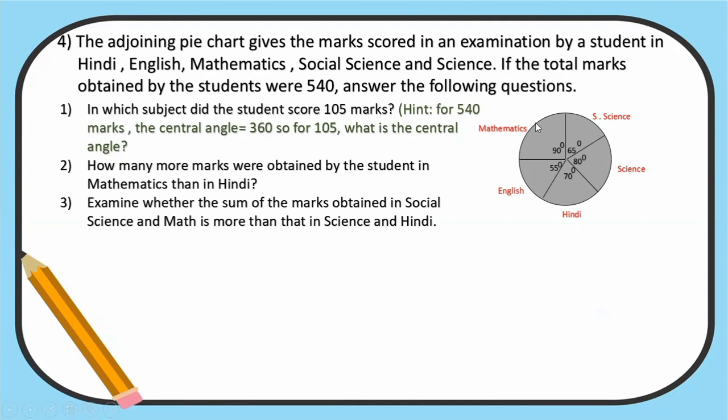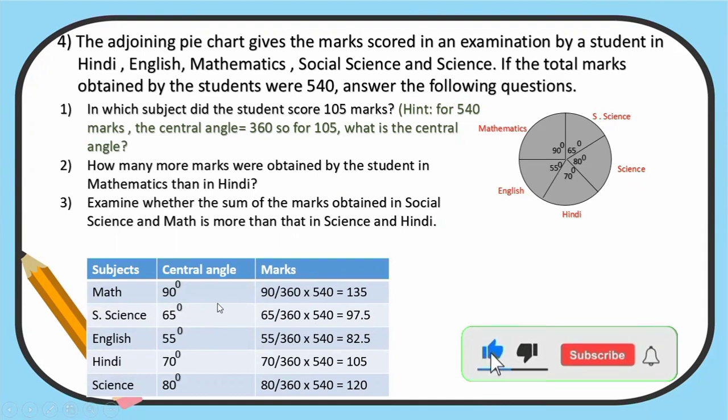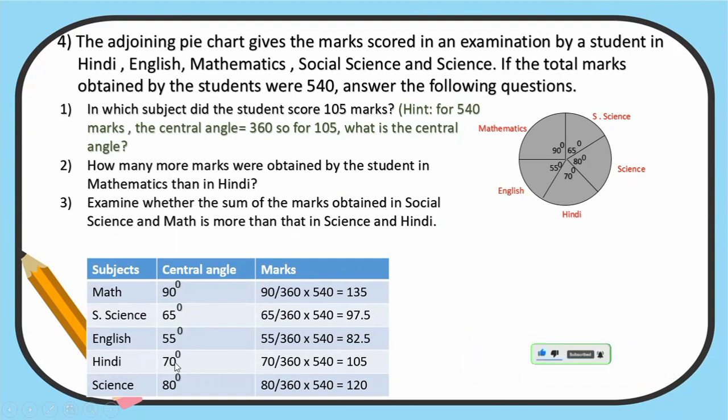We make a table to find the marks. The pie chart is already given. See, mathematics 90 degrees, social science 65 degrees, science 80 degrees, Hindi 70 degrees, English 55 degrees. The central angles are given. Now we can make a table. Subjects, central angle is given, so marks we have to find. For math 90 degrees, social science 65 degrees, English 55 degrees, Hindi 70 degrees, science 80 degrees.